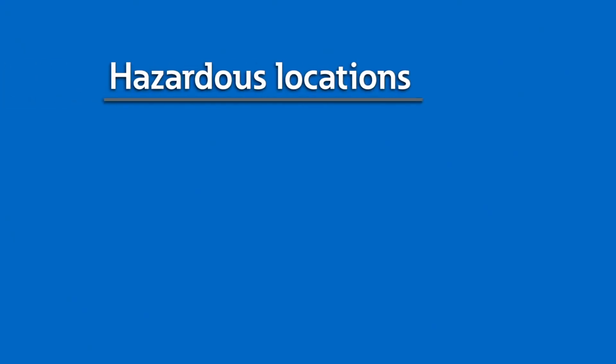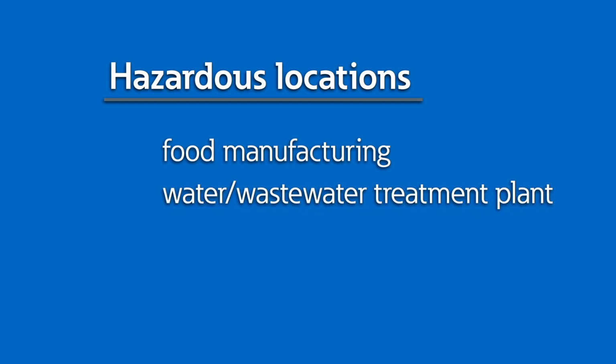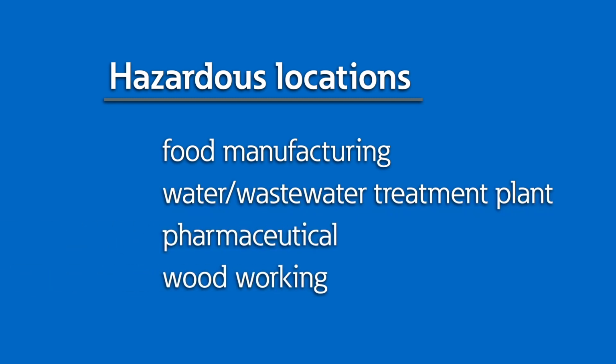The public will perhaps commonly identify oil and gas refineries as hazardous locations. However, classified areas are diverse and include food manufacturing, water treatment plants, and pharmaceutical production, to name a few.